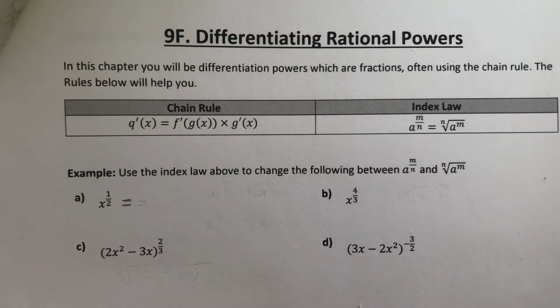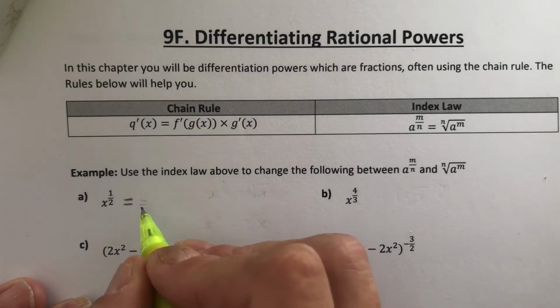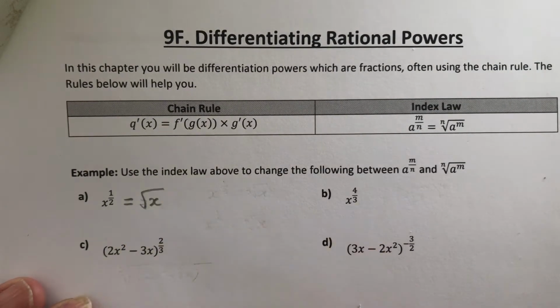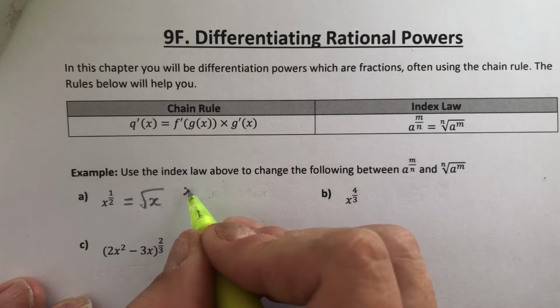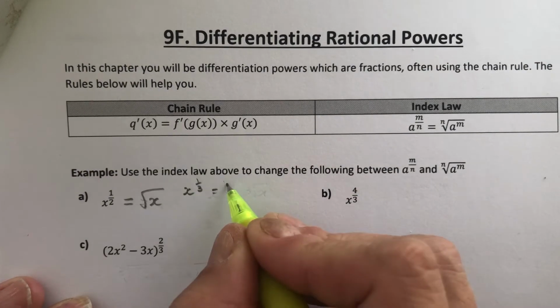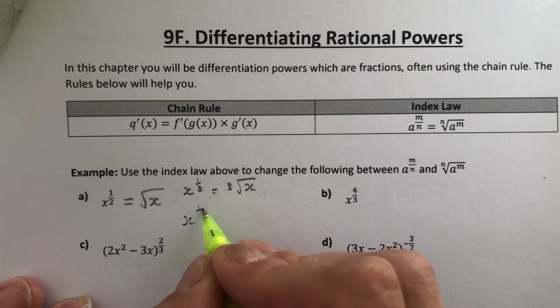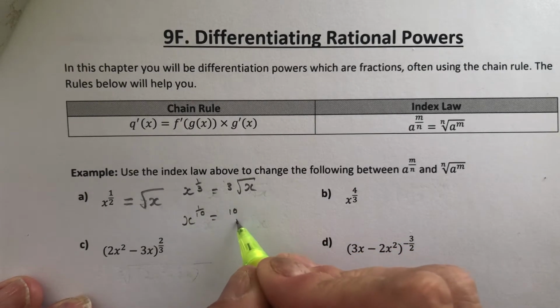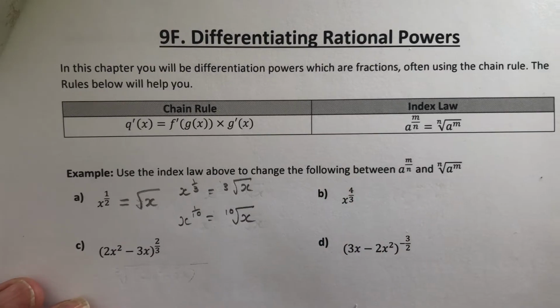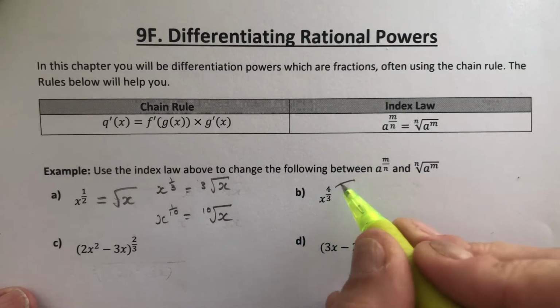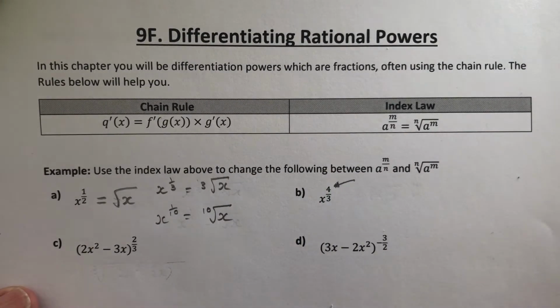Hopefully you know that x to the power of a half is the same as the square root of x. As you should also know, x to the power of a third is the cube root of x, and x to the power of, say, a tenth is the 10th root of x. That should be something very easy. So now we just need to remember what the 4 means.